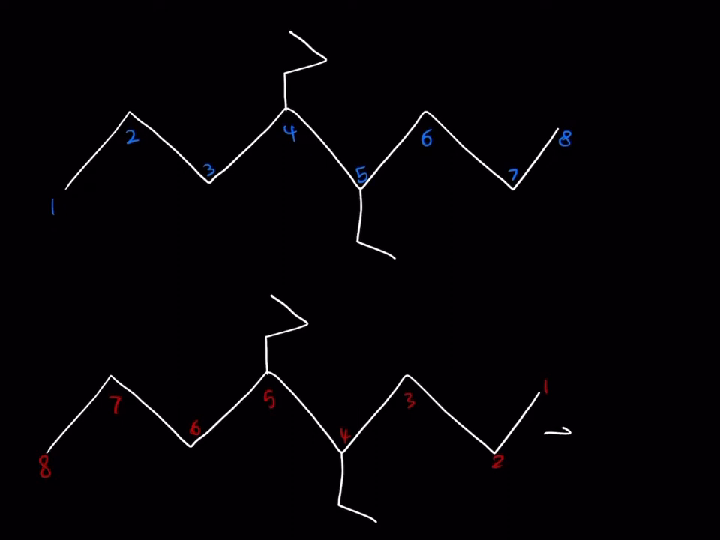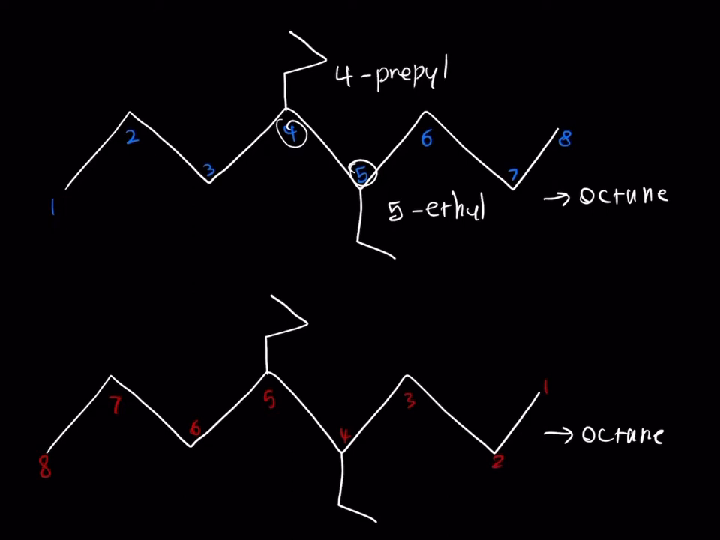Now the parent chain is octane because it has 8 carbons in it. And on the top we're going to have a 5-ethyl and a 4-propyl. And the reason it's a propyl is because it has 3 carbons. On the bottom we're going to have a 4-ethyl and a 5-propyl.